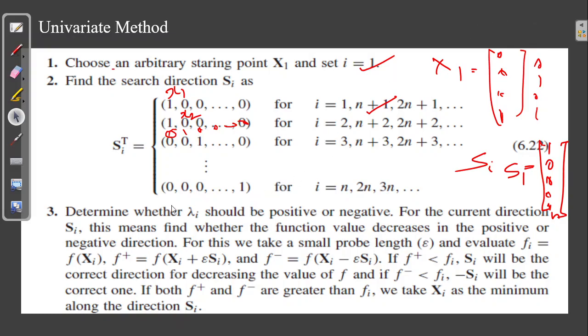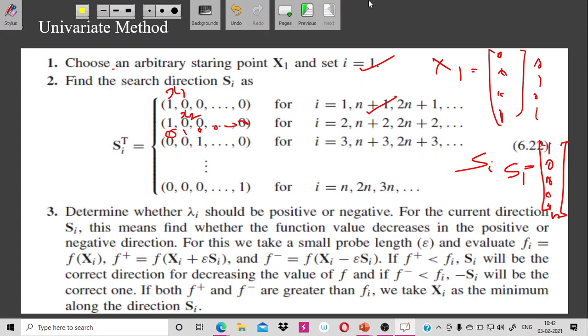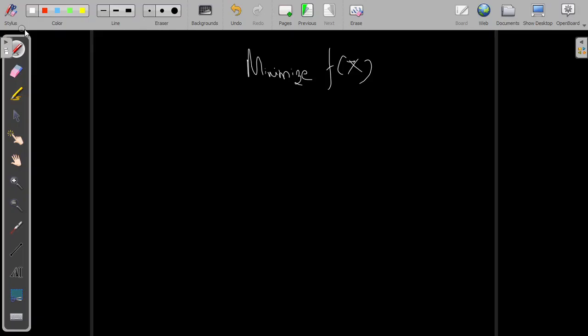So you have to determine lambda i, which is the step length, right? Lambda equals step length. That means we first find in which direction you have to go, and then how many steps you have to move in that direction, that is, how far you have to go in that direction. That is what you mean by step length.